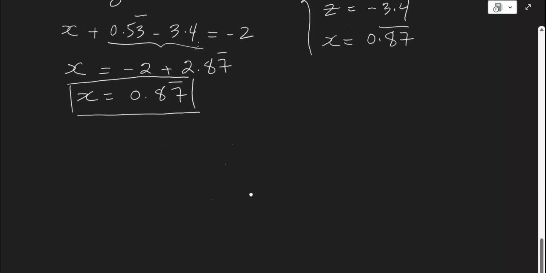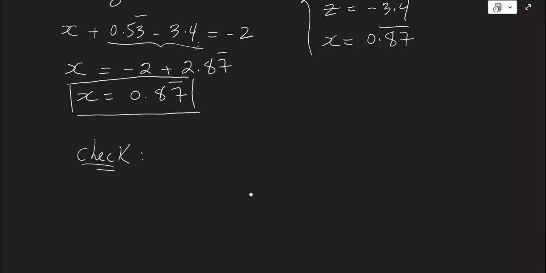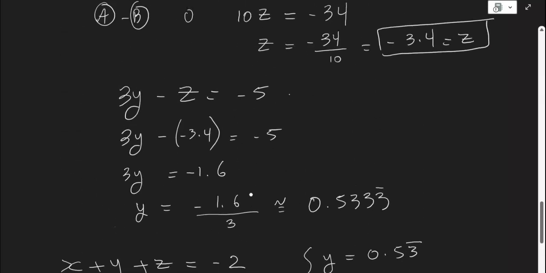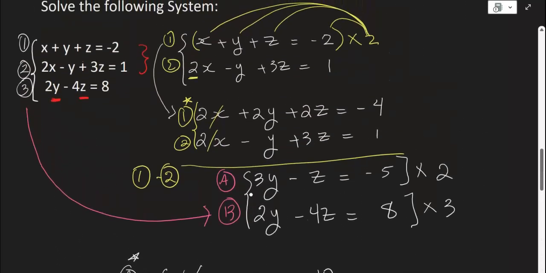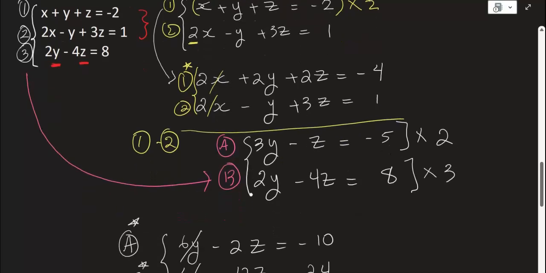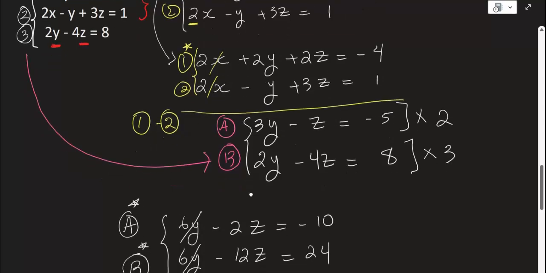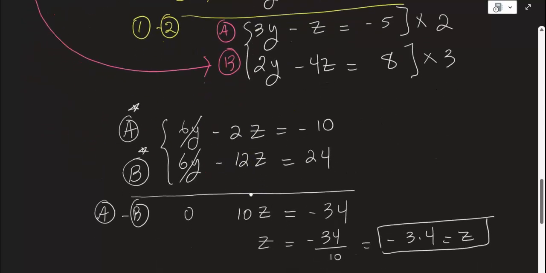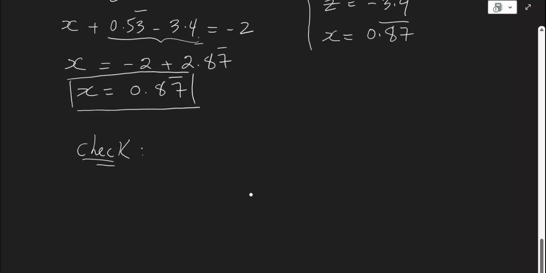Then you need to do a final check using an equation that you haven't used. We haven't used the second equation, so you can go ahead and use the second equation, and you'll notice that the answer is correct.